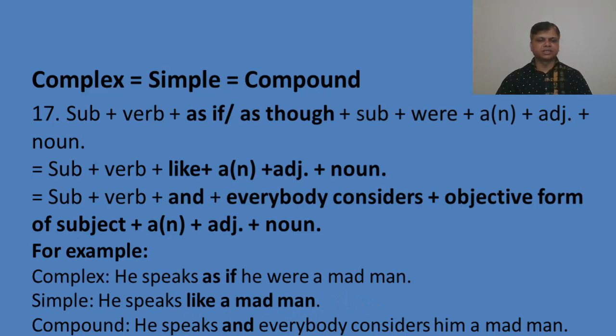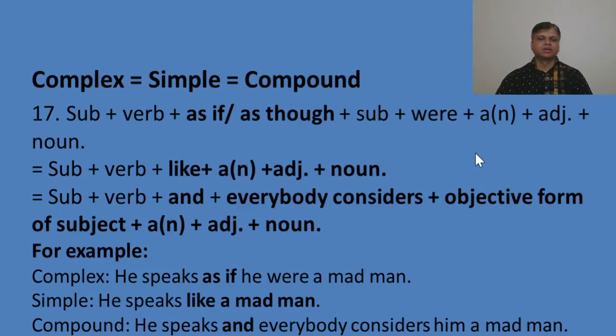If you want to make it a compound sentence, follow the structure. First you have to use the independent clause, he speaks, then a coordinating conjunction and, then everybody considers, then the objective form of the subject. Here the subject is he, so the objective form of he is him, then you have to use a or an, adjective and noun.